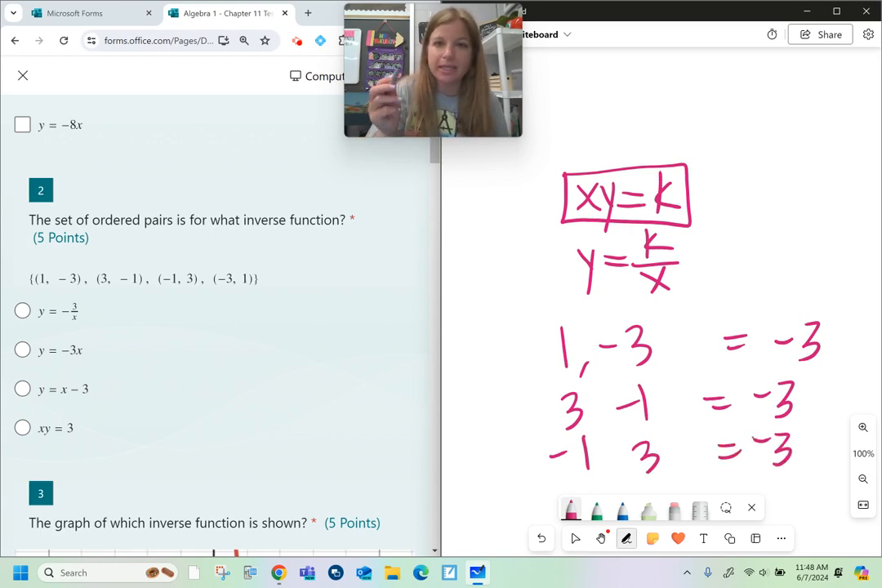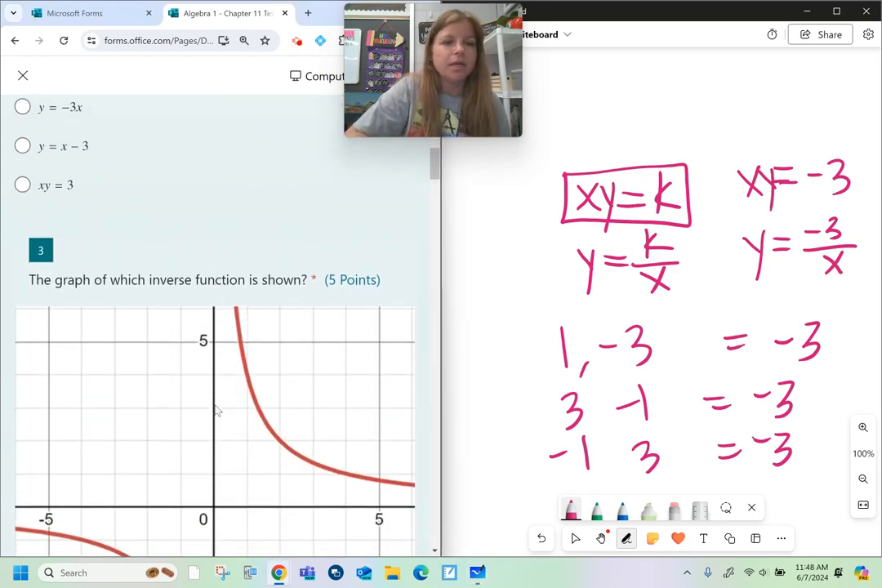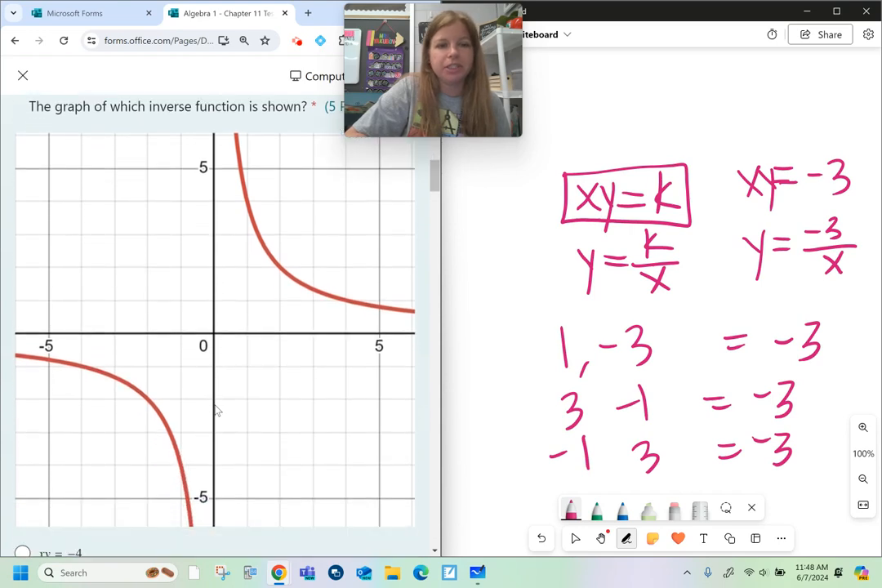Whenever I multiply these x and y values together, I get -3 as my answer, and that would be my equation. Now, I don't see xy equals -3 in my list, but I do see it in its other form. If I was to get y by itself, this would look like y equals -3 divided by x, which is actually my first answer.